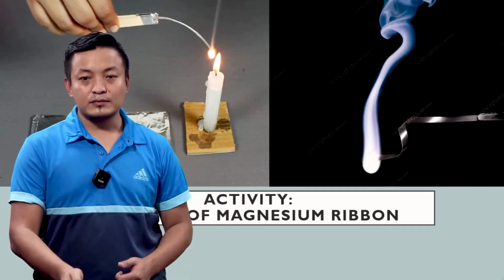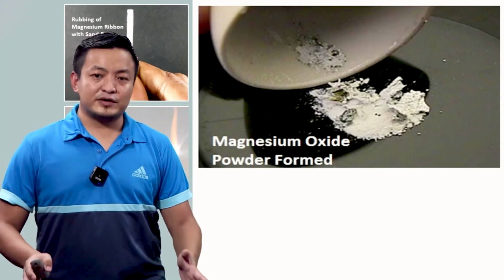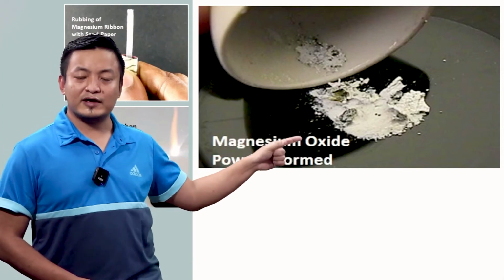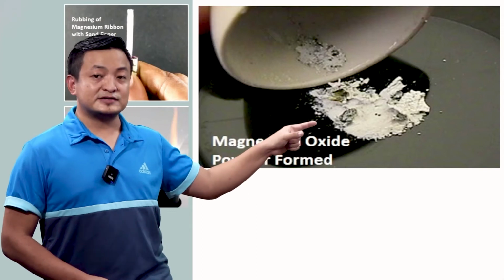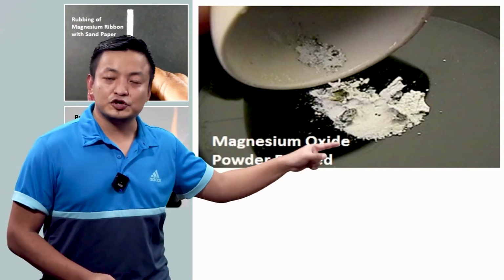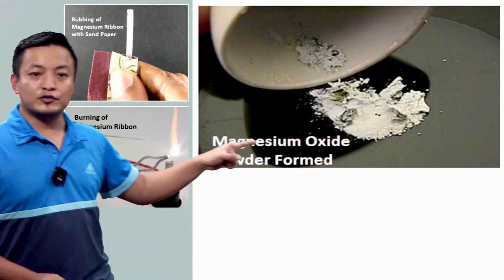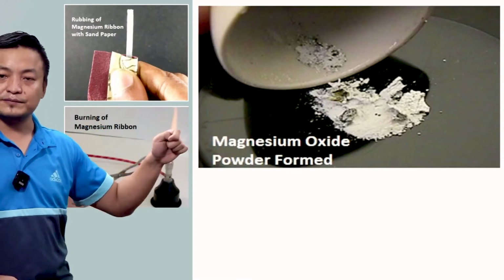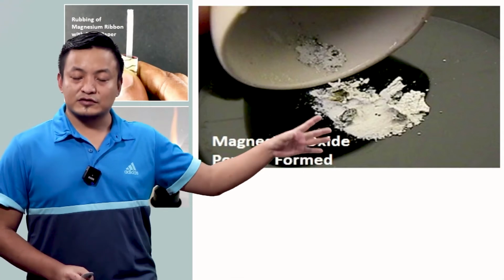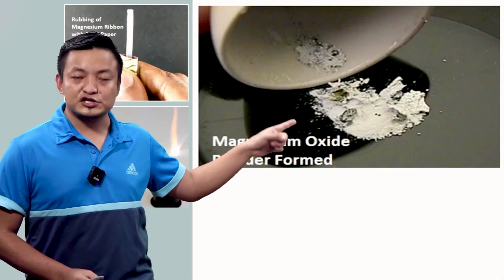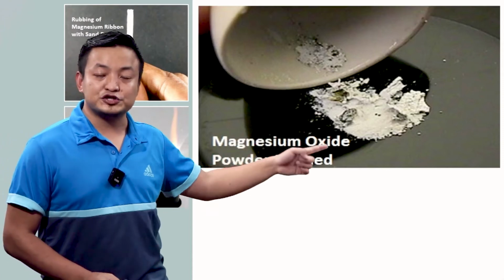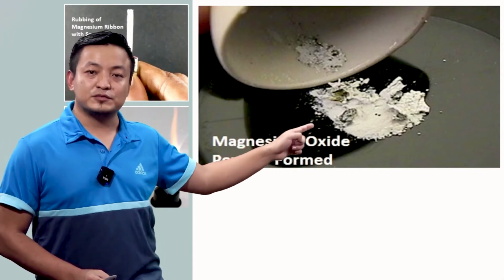Let's see. Once it is burned up, we get a white powder, an ash. What do we call this? This is not just a white powder, but we call it magnesium oxide. This one we got as a result of magnesium reacting with oxygen. When we burn the magnesium ribbon, the new product that we get is magnesium oxide.